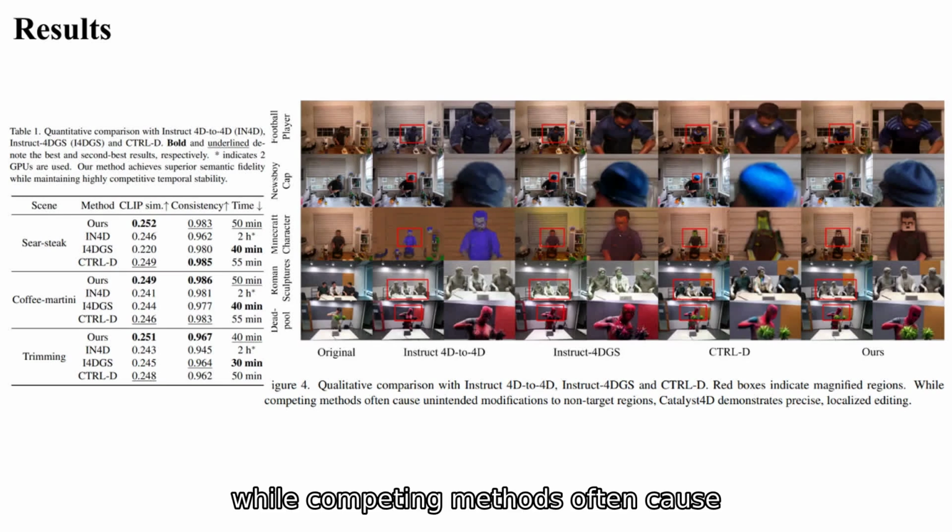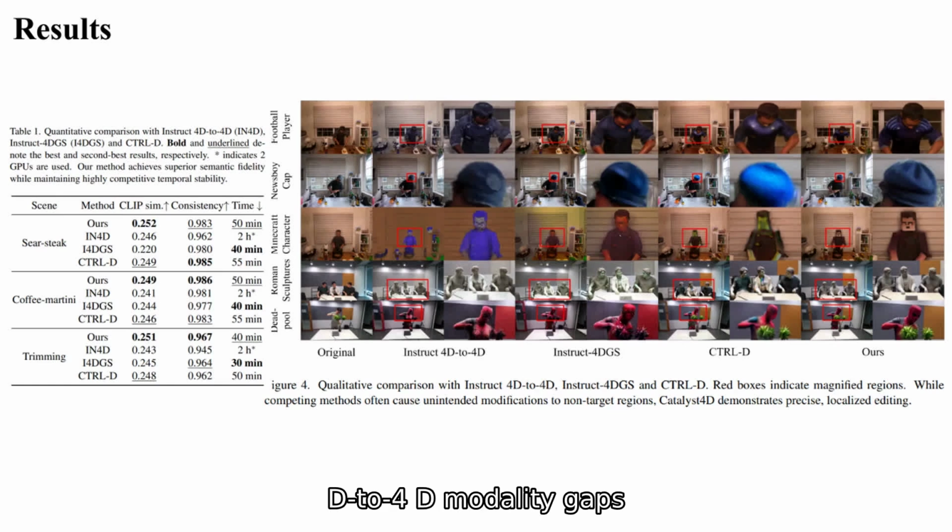Qualitatively, while competing methods often cause unintended modifications to non-target regions or produce blurry results due to 2D to 4D modality gaps, Catalyst4D demonstrates precise, localized editing and perfectly preserves the unedited background.